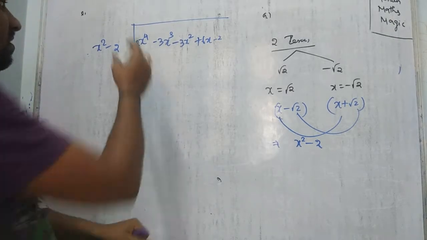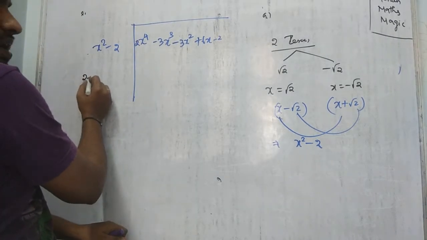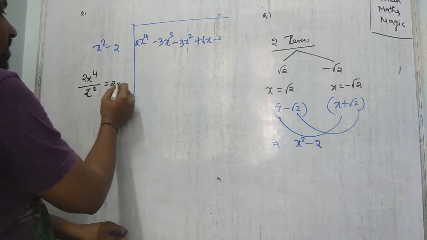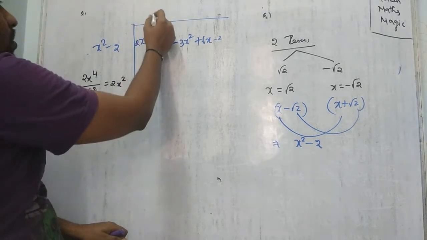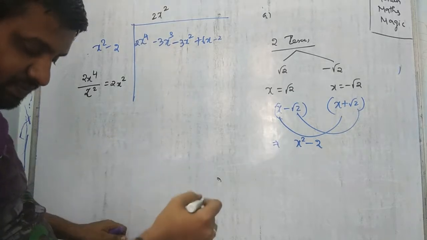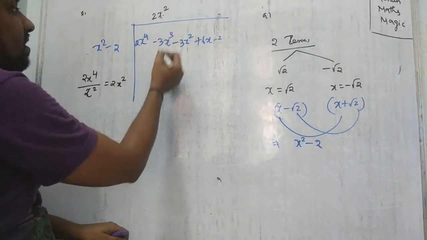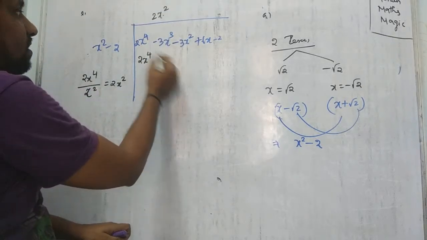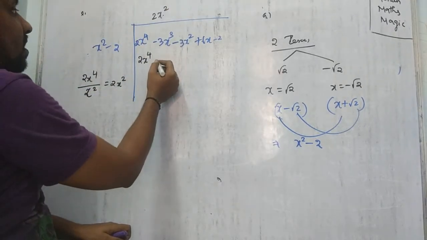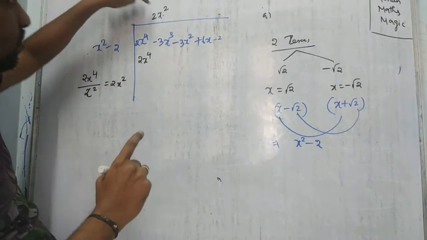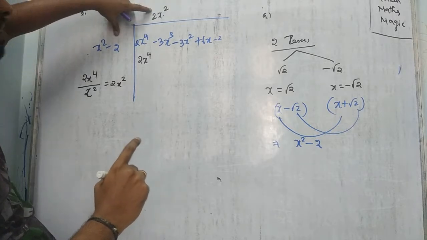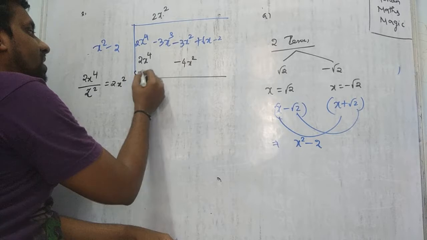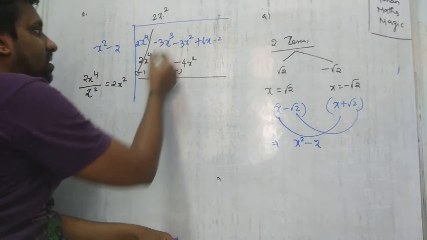Be very careful. First term divided by first term: 2x power 4 by x square. You get 2x square, put 2x square in the quotient. Now multiply: x square into 2x square is 2x power 4, minus 2 into 2x square is minus 4x square. Then it should go directly below the x square term. Now change the symbol, cancel it.